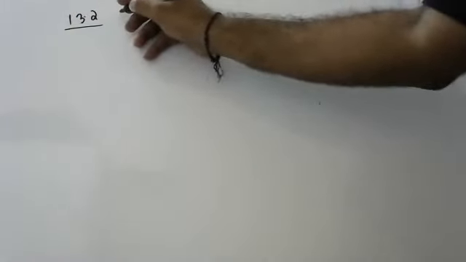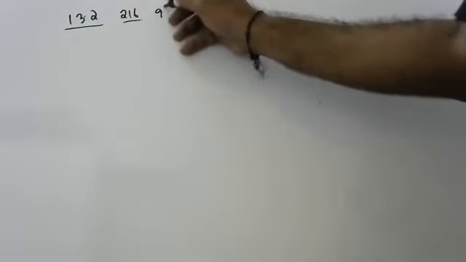Children, today we'll discuss exercise 13.2, page number 2169, first. Surface areas and volume.